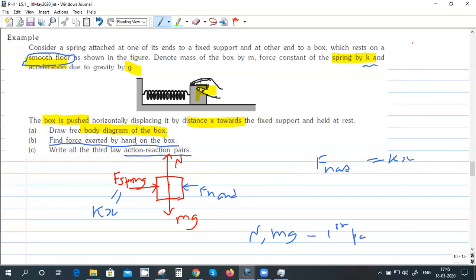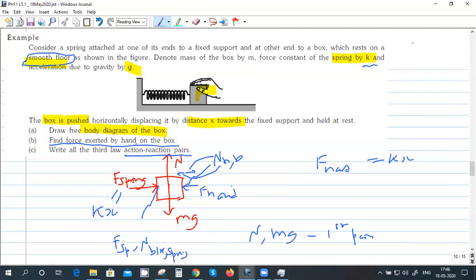Then the force of the compression and the force of the hand. Here there is some interaction of spring and the block, so you can call it F spring, and the reaction between the block and spring. Basically it's a reaction force, the reaction between hand and box. This thing will try to push the hand this way and the hand is trying to push the block this way.